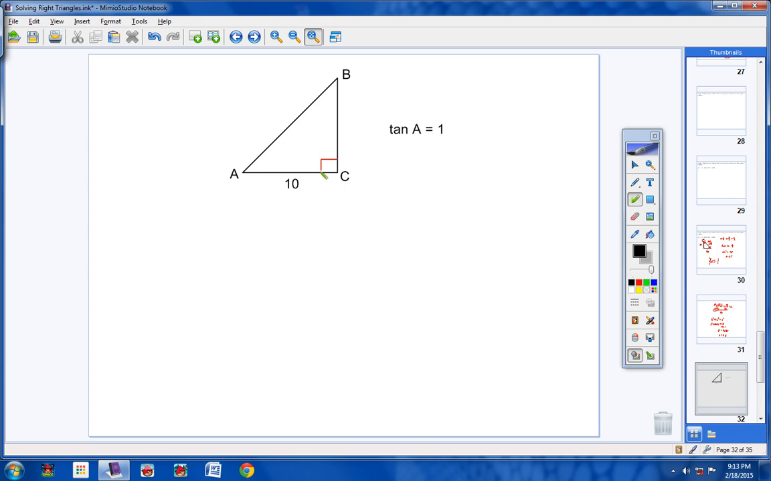I'm giving you a right triangle, and all that you know, students, is simply one side, nothing else, just one side. AC is 10. Okay, you know nothing else about this triangle, except you do know that the tangent of angle A is 1. So that's going to help a little bit. So copy this down, then we'll talk about it, okay?